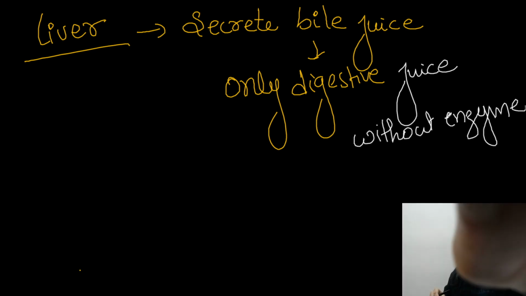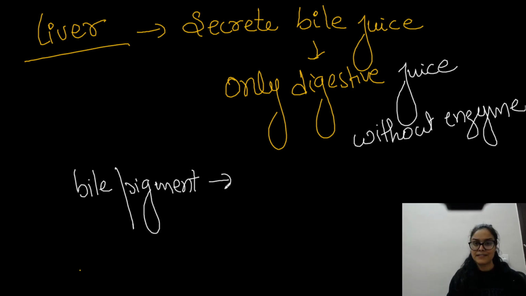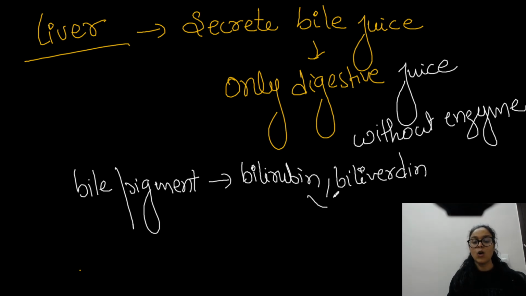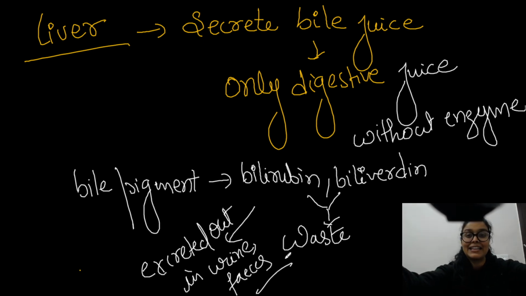Bile pigments are basically useless. Bilirubin and biliverdin are waste, excreted out in urine and fecal matter, and that is why we have yellow urine and feces, right?